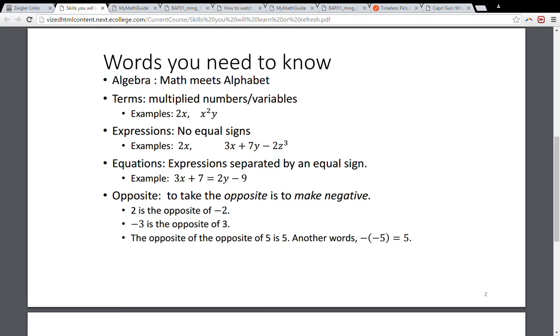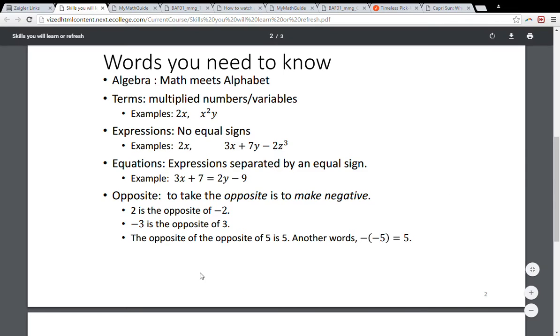What is algebra? It is the nightmare when math meets alphabet. Basically, algebra is math when you start introducing letters like X or Y, and we call those letters variables. Terms are numbers and variables multiplied together. They might just be numbers, they might just be the variable, and it could be like x or 2x or x squared y. Notice there are no plus or minus signs. It's just multiplied together.